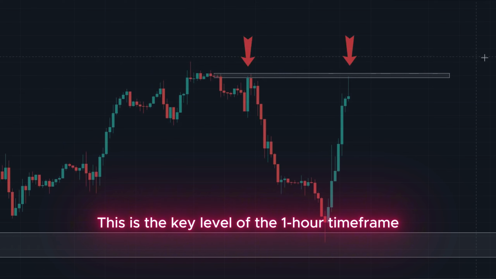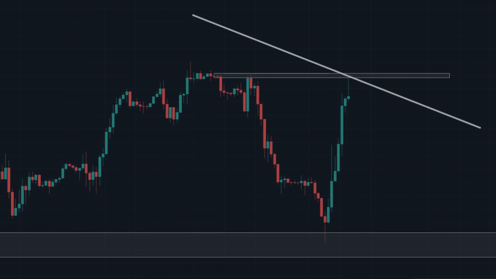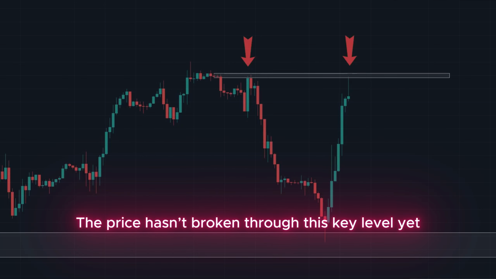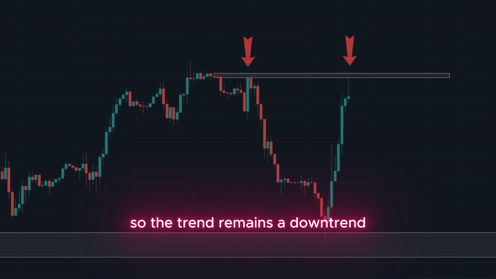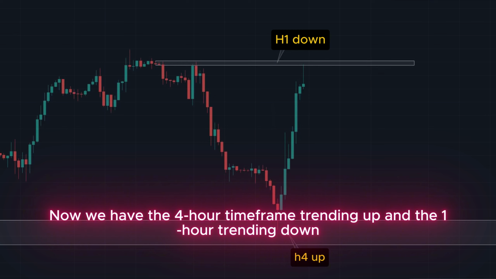This is the key level of the 1-hour timeframe. The trend on the 1-hour timeframe is a downtrend. The price hasn't broken through this key level yet, so the trend remains a downtrend. Okay. Now we have the 4-hour timeframe trending up and the 1-hour trending down.